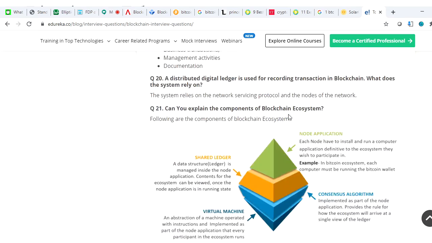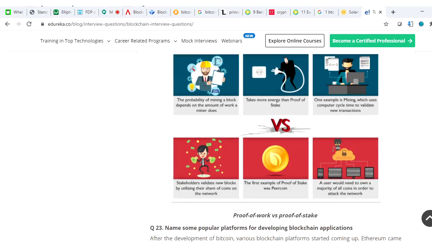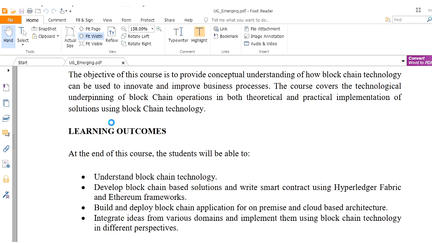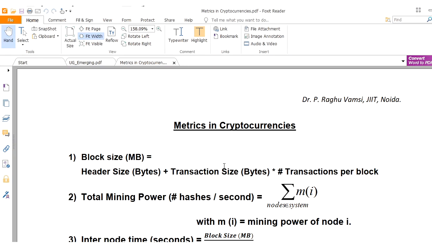I will conclude this session by explaining one more thing, which is metrics in cryptocurrencies. That means how efficient a cryptocurrency is. What are the metrics to be considered so that we can analyze that our cryptocurrency design and operations are going in a smooth and efficient way?